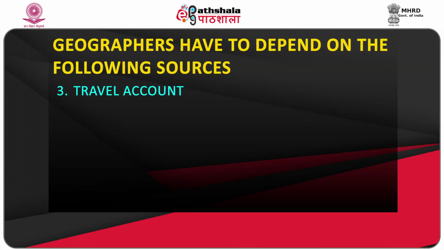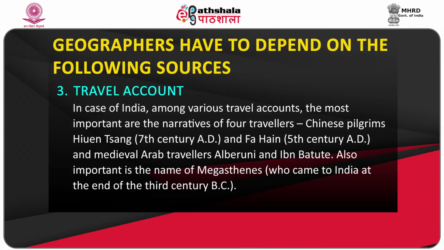Travel account is another source. Historical geographers depend heavily on the travel accounts to reconstruct past geographies. In the case of India, among the various travel accounts, the most important are the narratives of four travelers: Chinese pilgrims, Yuan Sang 7th century AD and Fahian 5th century AD, and medieval Arab travelers Al-Biruni and Ibn Battuta. Also important is the name of Megasthenes, who came to India at the end of the 3rd century BC.